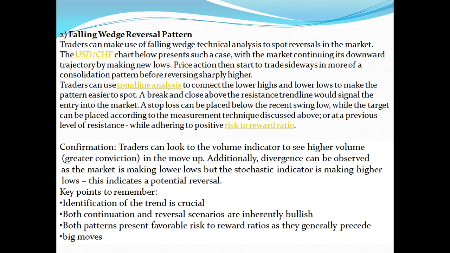Additionally, divergence can be observed as the market is making lower lows, but the stochastic indicator, which is a kind of oscillator, is making higher lows. This indicates a potential reversal.